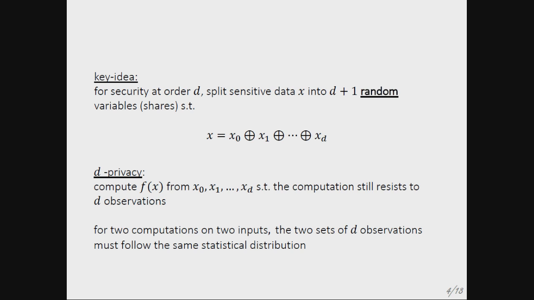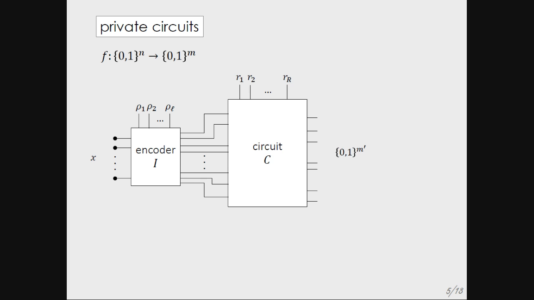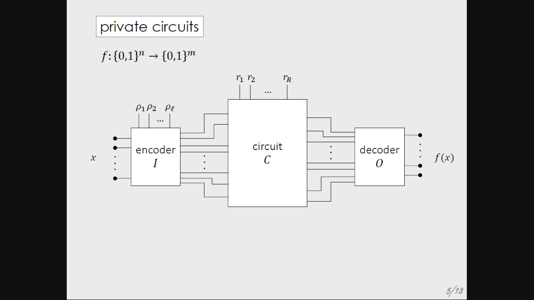So how is this achieved in the state of the art? Well, this is achieved through private circuits. So private circuits are just circuits that implement a certain function from one set to another. And the idea is that you take your input x, you put this input x into an encoder. It's a small function, if you want, a small circuit. You put some randomness and you get some output, which you plug into a big circuit, which is also fed with randomness. And then you put the result of that into a decoder, which is going to give you the evaluation of your function f at this point.